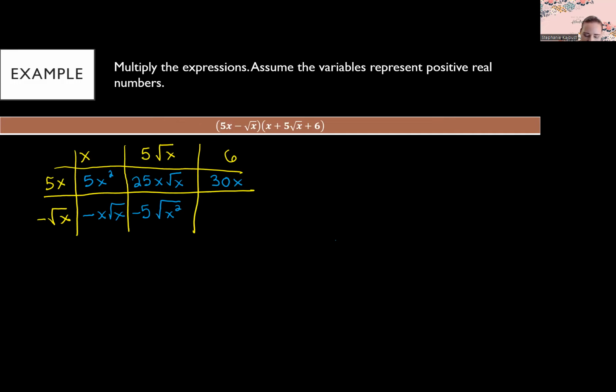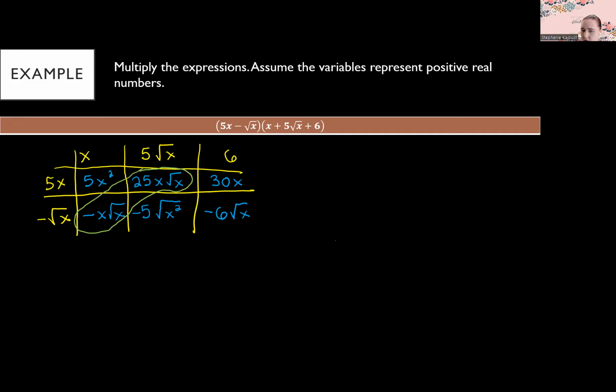And then I have a negative square root of x times 6. So negative times 6 is negative 6. And then I have a square root of x. So once I've filled in my table and made sure that I haven't missed anything, then I try to write it all out. And I do want to point out that if you have like terms, they tend to occur on diagonals.